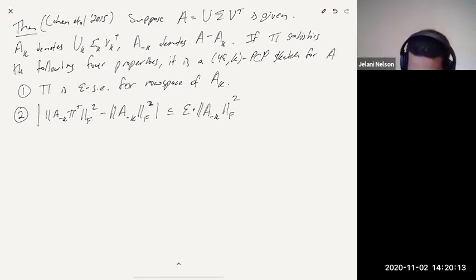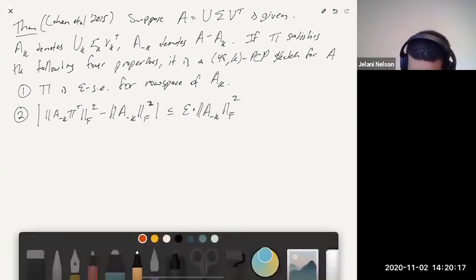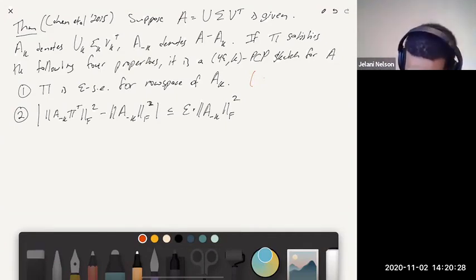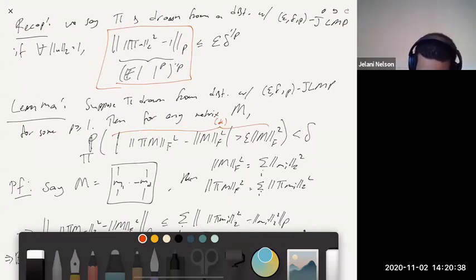So let me just write in red. So this is a subspace embedding. This is an epsilon subspace embedding for dimension k. This is approximate. This is actually the lemma. Let me number that lemma. So let's call this lemma 1 for today.